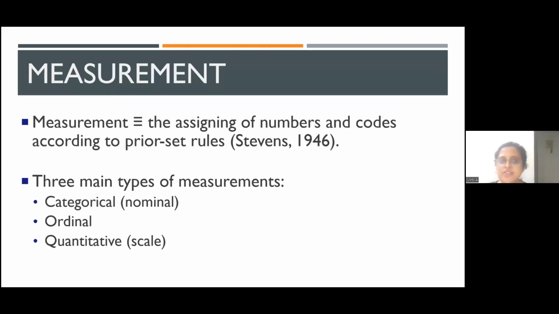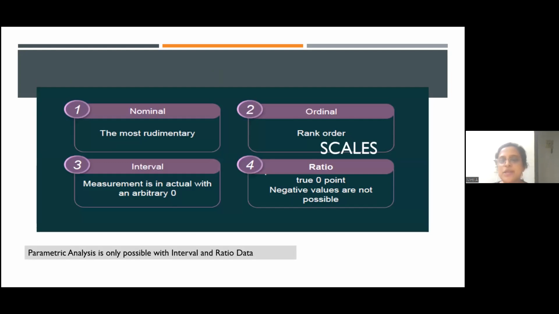So basically, when I have to measure something, there are three broad types of scales. One is categorical, second is ordinal, and the third is quantitative, which is either ratio or interval.